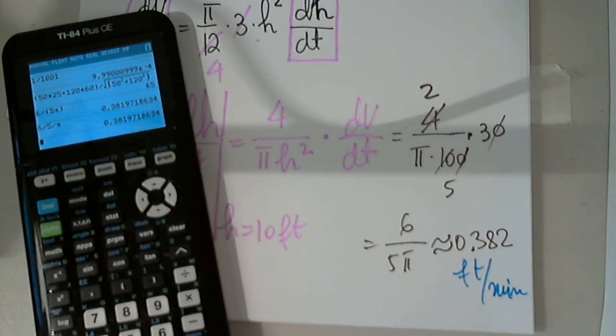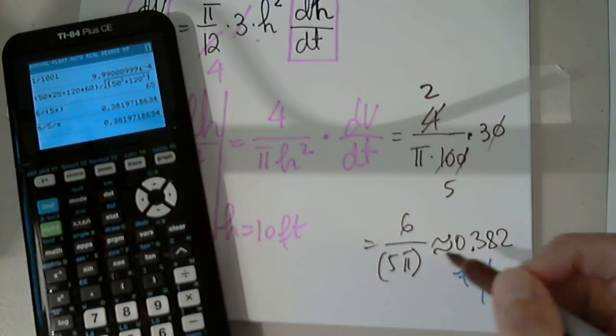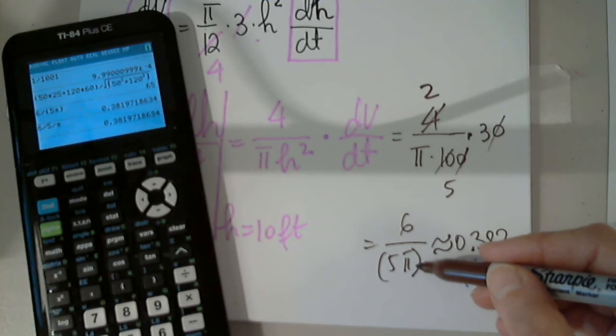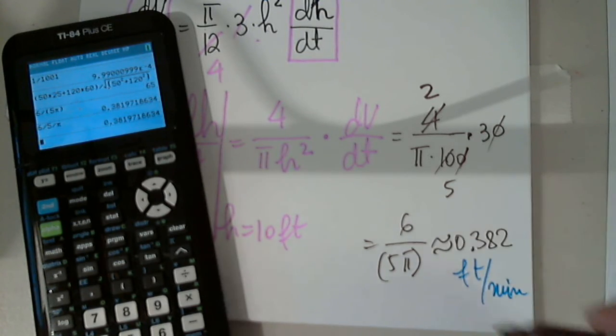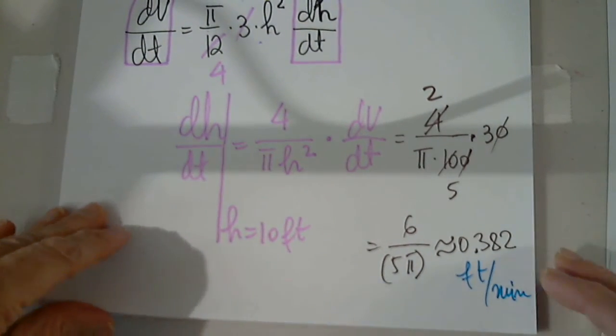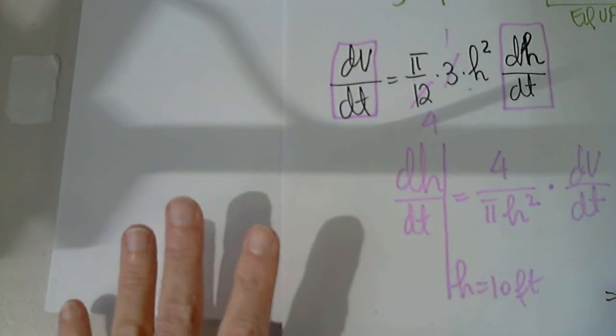But if you don't put parentheses around 5 pi, you are dividing 6 by 5 and you are multiplying by pi. Careful, because this calculator is not as sophisticated as you are. You know more than the calculator. Perfect question. Thank you so much.